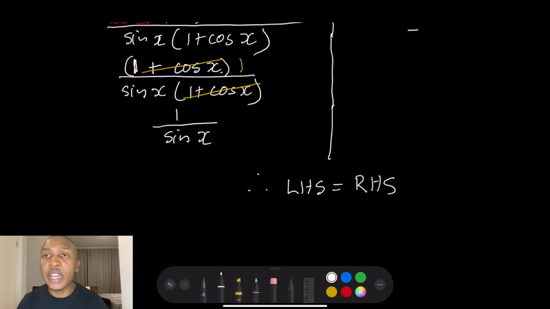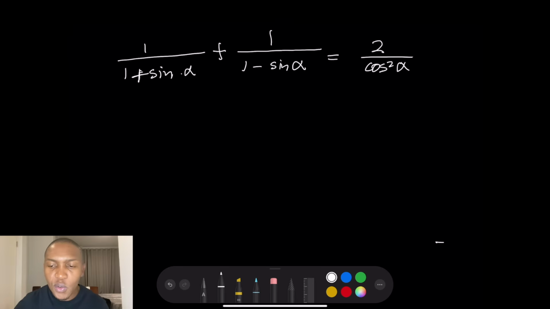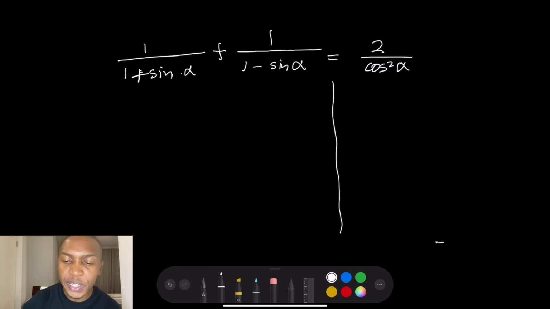Okay, let's take the last one, and of course, we'll wrap it up. Alright, so our last example. So let's try to do that together. I'm sure you are getting the gist of this. Of course, we're going to have left-hand side and right-hand side. Okay, in fact, you know what? We're going to try and do this a little bit differently.